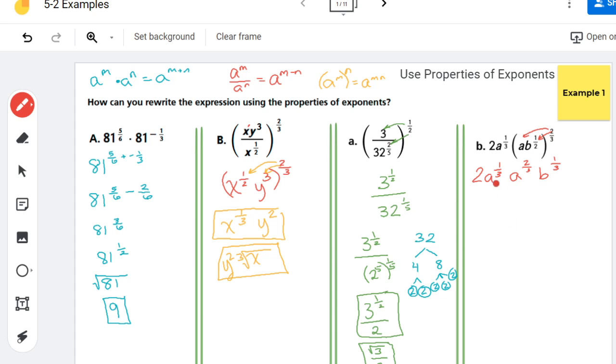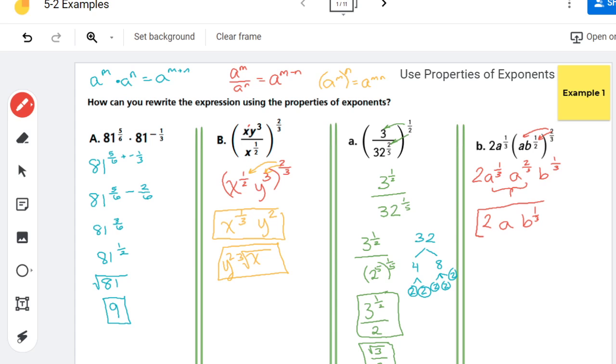And then it's not really collecting like terms, but I'm going to bring my a's together. I just want one a. I don't want to have a bunch of separate bases. So I'm going to use the product property, which says if you have 2 bases and 2 exponents, and they're being multiplied together, you can add your exponents. So here, a to the 1/3 times a to the 2/3. 1/3 and 2/3 makes 3/3. And 3/3 just is 1. So this is 2 to the a. And then I have b to the 1/3.